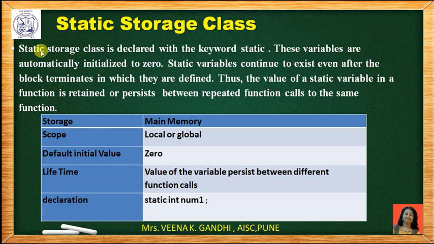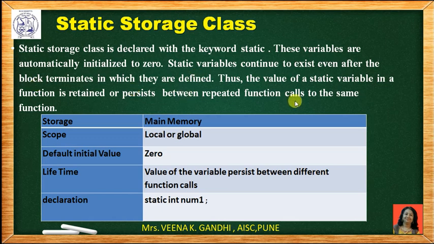Second storage class is static storage class. Static storage class is declared with the keyword static. Now these static variables are initialized automatically to 0. Static variables continue to exist even after the block in which they are defined terminates. Thus the value of a static variable in a function is retained, or persists, between repeated calls to the same function.